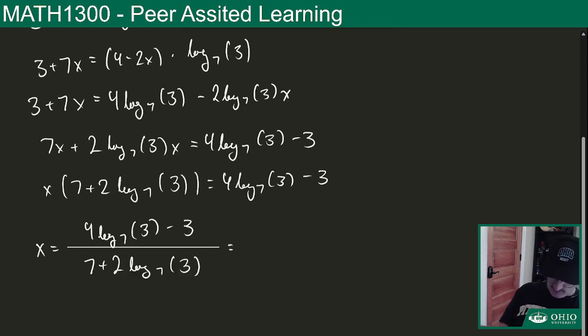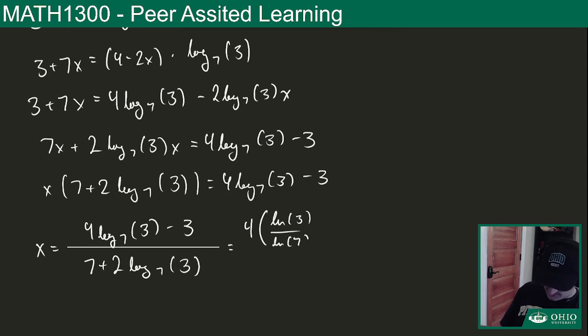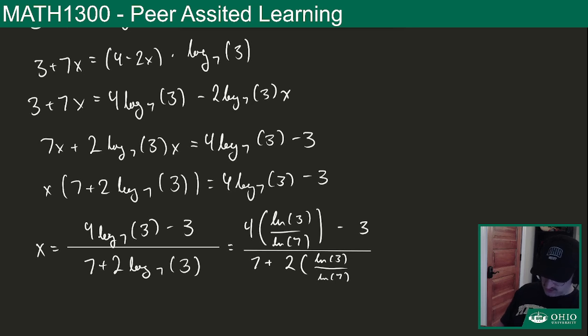So, first things first, I'm going to get 4 times. Now let's convert this logarithm to natural base. I'm going to get natural log of 3 divided by the natural log of 7, and then all of that is minus 3. Then let me redraw my denominator: I'm going to get 7 plus 2, and this is times the natural log of 3 over the natural log of 7. I'm going to be running out of room here.